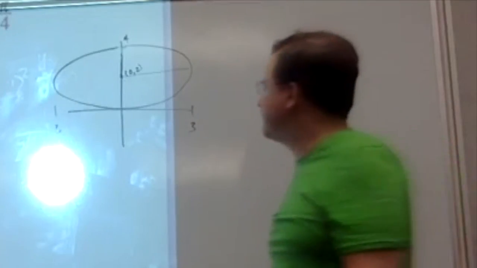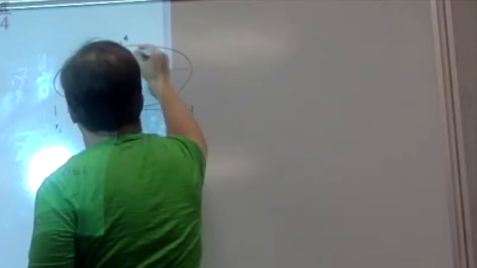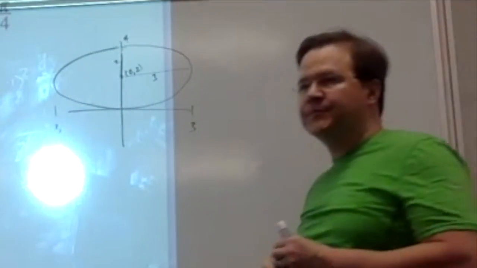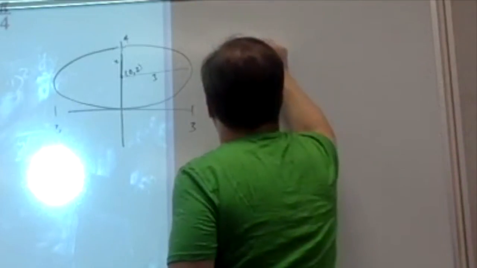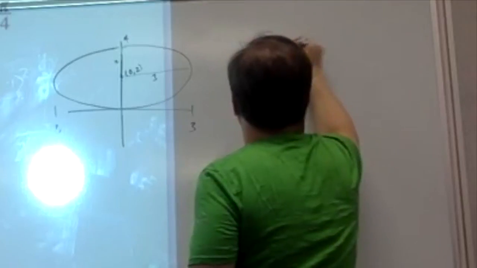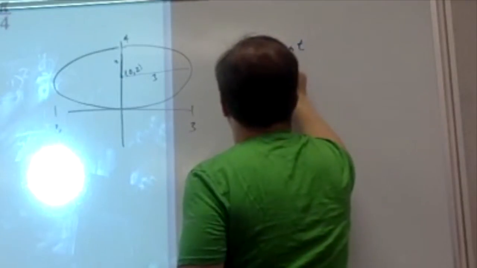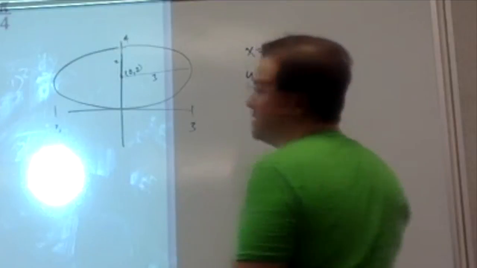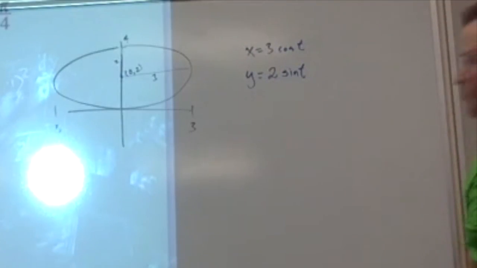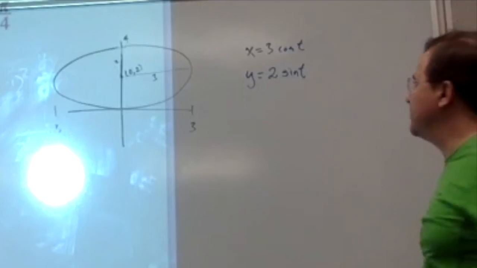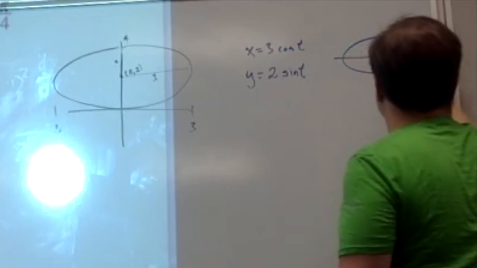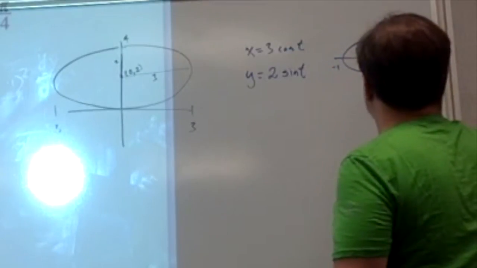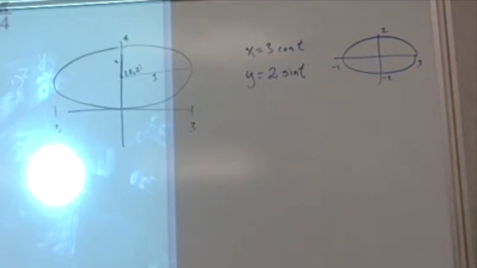So the shift is what's getting me now, because x would be 3 cosine t and y would be 2 sine t. So a natural guess would be x equals 3 cosine t, and y equals 2 sine t. But that doesn't account for the shift up. That's basically giving me x between 3 and -3, and y from -2 to 2.